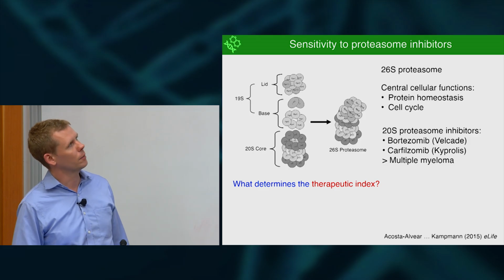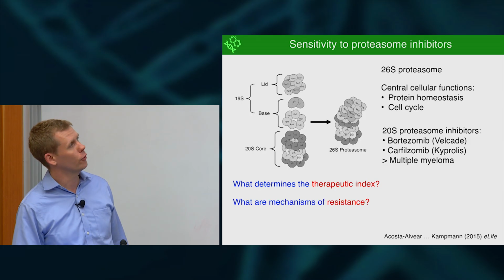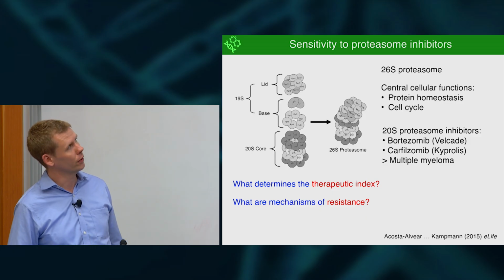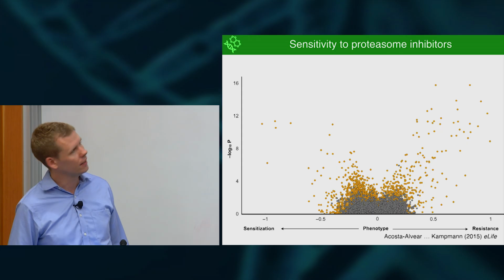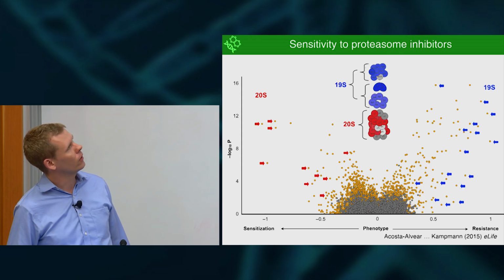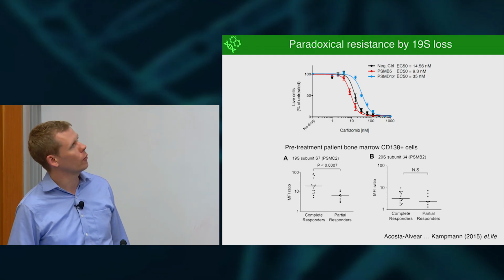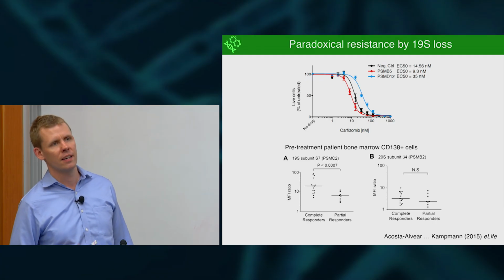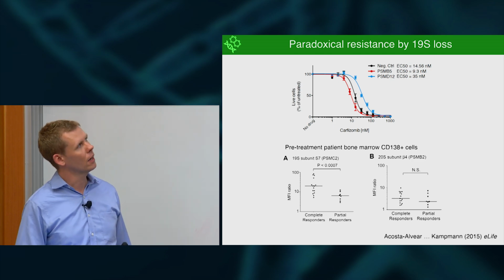It's a little surprising because all cells need the proteasome, so what determines that therapeutic window? Also, unfortunately, patients all become resistant. What are mechanisms of resistance? And can we identify pathways that are synthetic lethal? And without going into any details today, we were able to really find things that control sensitivity in either direction, and then work with clinicians to show that expression levels of those genes also were predictive of patient response.